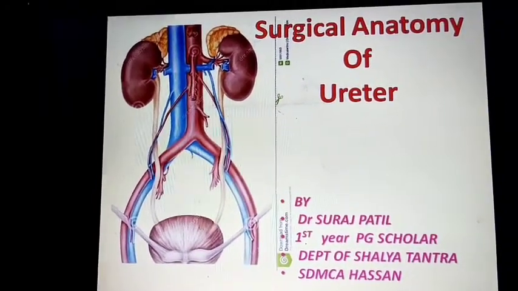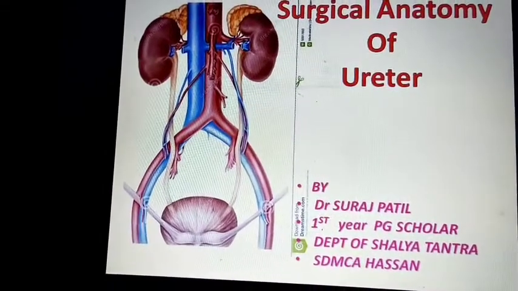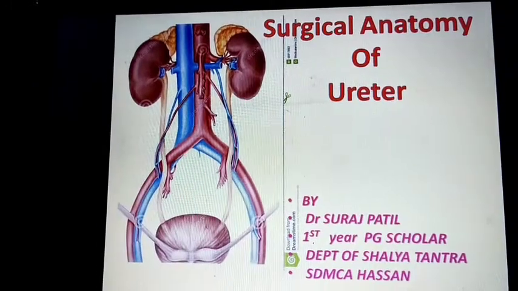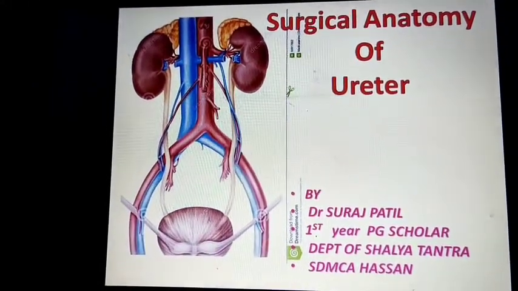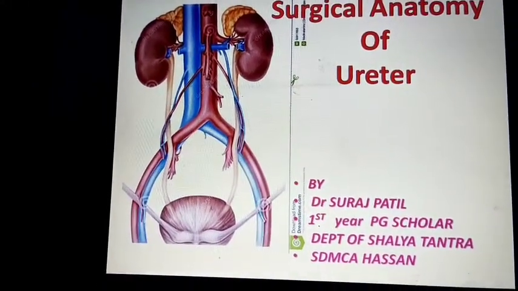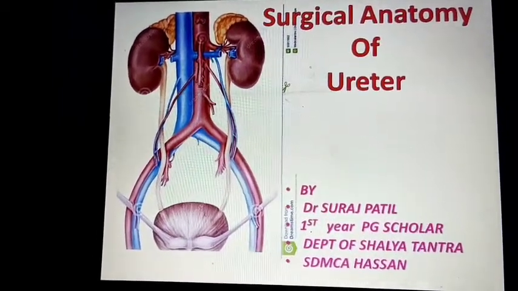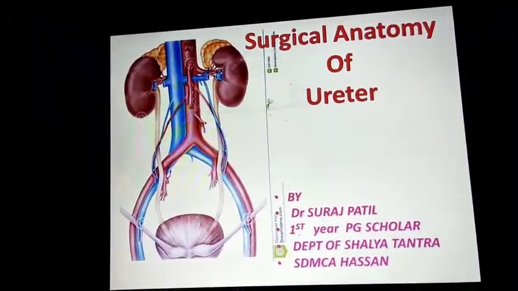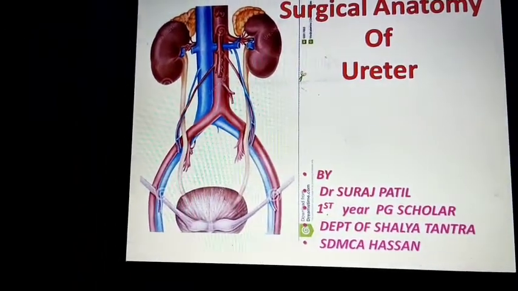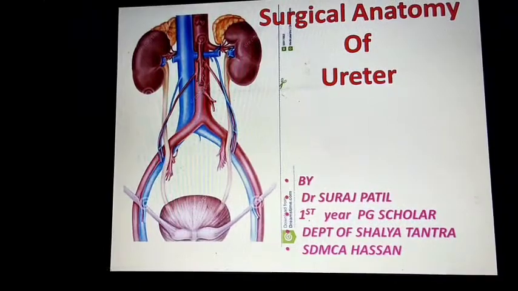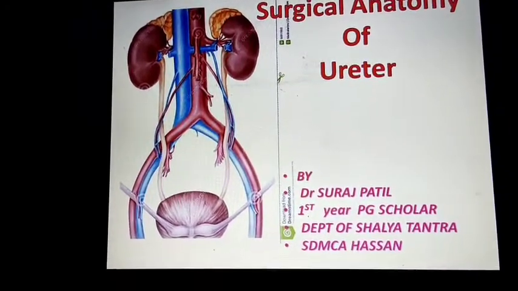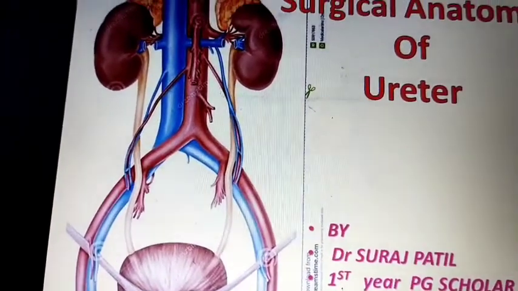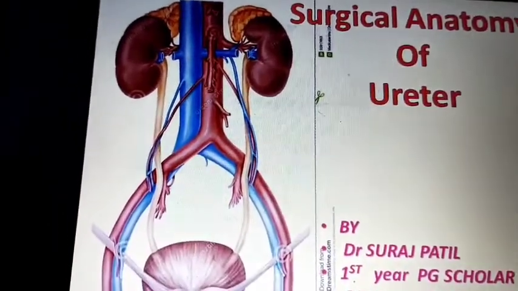They lie deep to the peritoneum, closely applied to the posterior abdominal wall, mainly the psoas major muscle. The ureter is mainly divided into two parts. One is the abdominal part, another one is the pelvic part. Abdominal part means the part which is present in the abdomen. Pelvic part means the part which is present in the pelvis of the body.